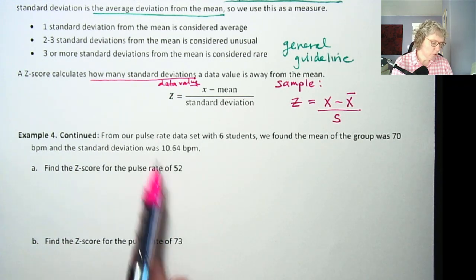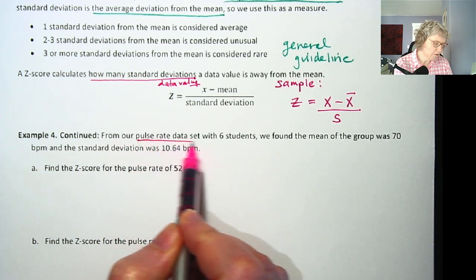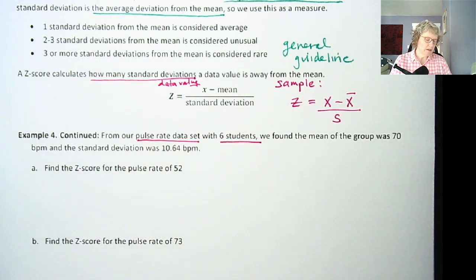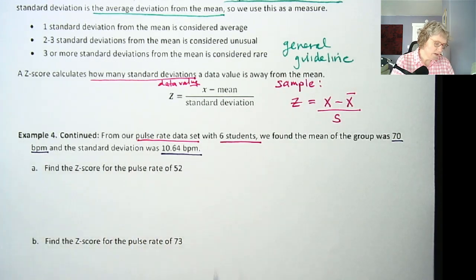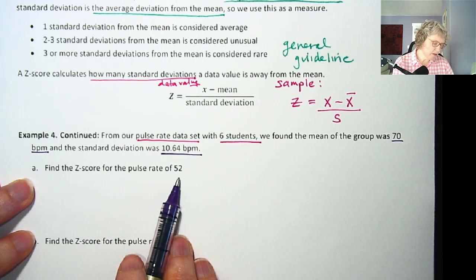Let's continue with our pulse rate data set. Remember, we had 6 students, and we used that to find the mean. Well, actually, we found the mean, but we used it to find the standard deviation. And so our mean was 70 beats per minute, and our standard deviation was 10.64 beats per minute. Okay, so I'm going to do example A in a couple different steps and explain what's going on and why this is useful. And then I'll just put it all together for part B. So find the z-score for the pulse rate of 52.